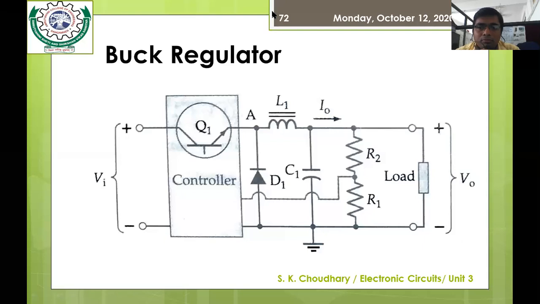Okay, so I hope all of you have taken a screenshot of this diagram, or maybe drawn this diagram in your notebook. Now we will see the operation.